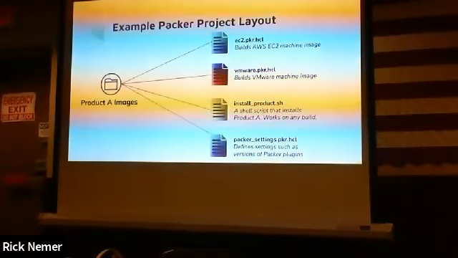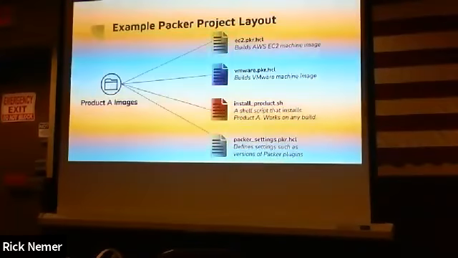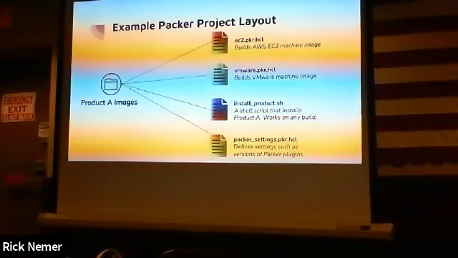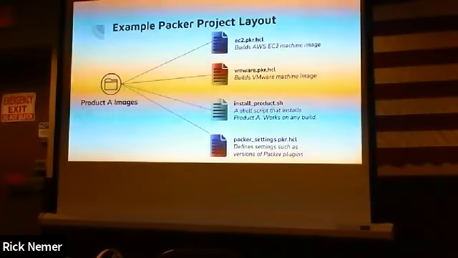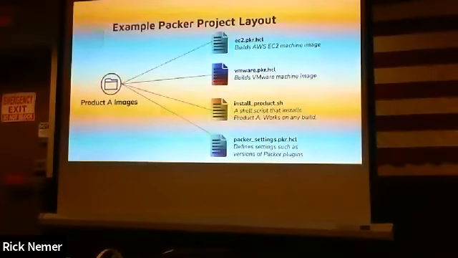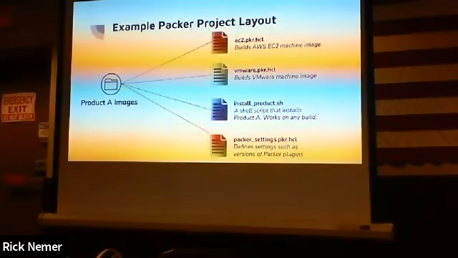Here's what this might look like. For our hypothetical product A, again, I'm being very creative here, obviously, we have our product A images folder. We've got 4 files in there. The top 2 are for building for EC2 and VMware, so a virtual machine image template that has our product installed on EC2 and VMware. Those 2 rely on the third one there, install_product.sh. That's a shell script that just installs our product A. It works in either VMware or EC2 or anything else we want to build for, honestly. And the last one is just a basic settings file to define stuff like what plugins we want to use, like we saw in the example before. So not all that complicated.